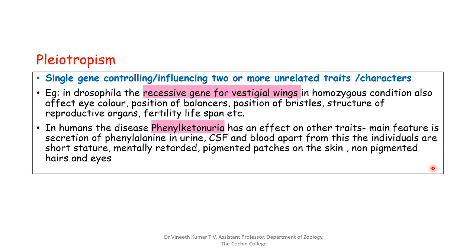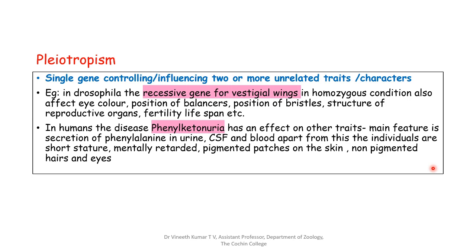Coming to the last topic of our discussion on non-allelic interaction and gene interaction, this is pleiotropism. You can call it the opposite of polygenes. Polygenes, we said, is a single trait controlled by many different genes. Here it is opposite. You have a single gene controlling many traits. A single gene affecting many traits is called pleiotropism. A single gene controlling or influencing two or more unrelated characters is called pleiotropism. We'll take examples and discuss.